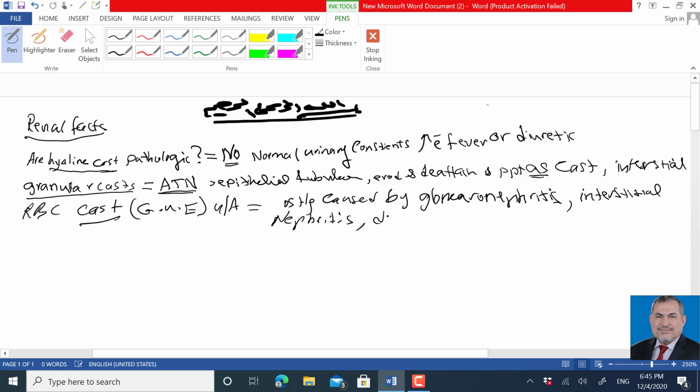diabetic nephropathy, diabetes. Okay, diabetic nephropathy, renal embolism, and renal vein thrombosis. All these give us RBC casts. Okay, what is the significance of white blood cell casts? What do they indicate? WBC casts are most often caused by pyelonephritis.